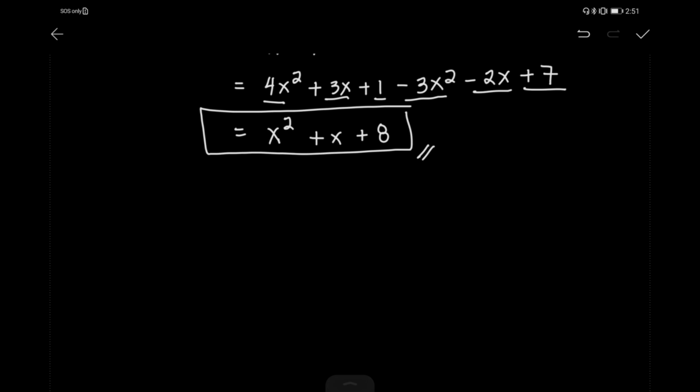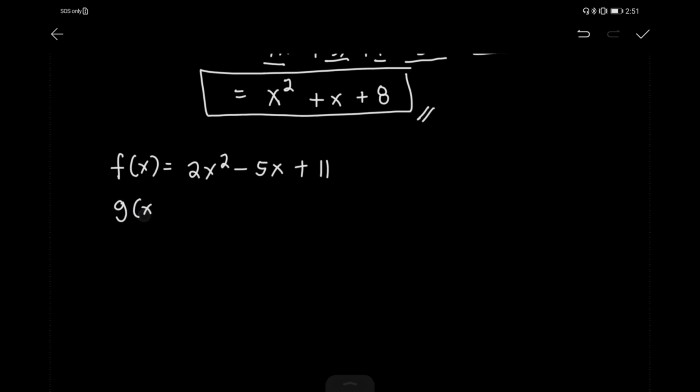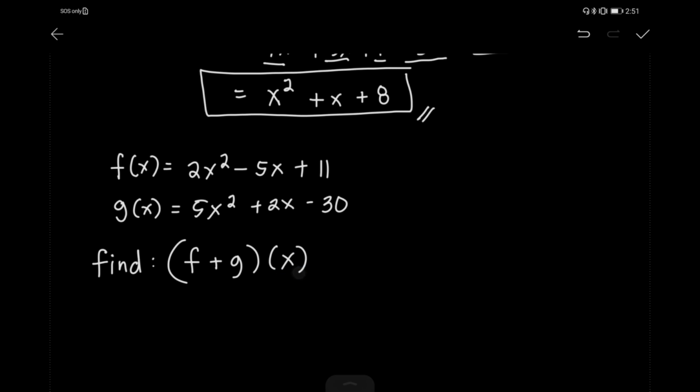Okay, so this time, it is your turn. So try this one. So we have here the given function f of x, which is equal to 2x squared minus 5x plus 11. Then, the g of x is equal to 5x squared plus 2x minus 30. So, find the value of f plus g of x. Okay, feel free to pause this video and try to solve this one.